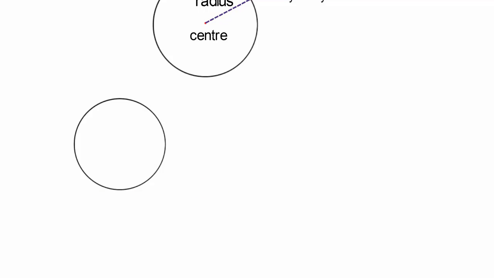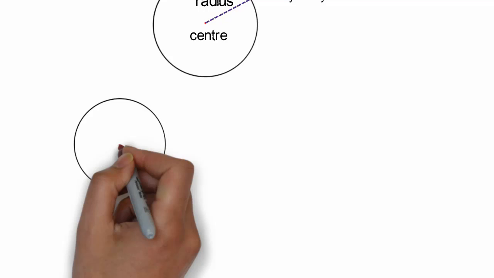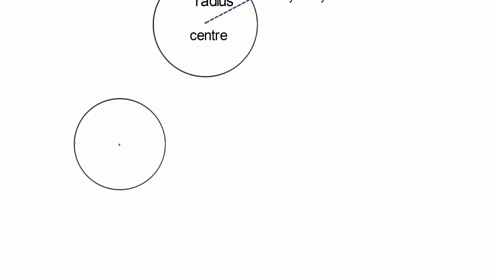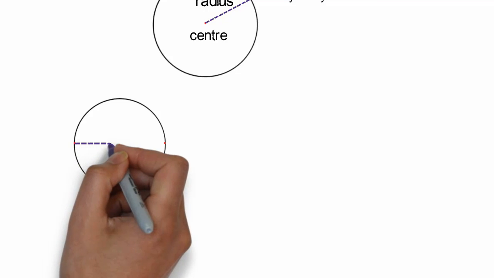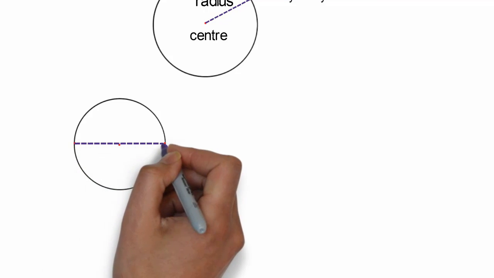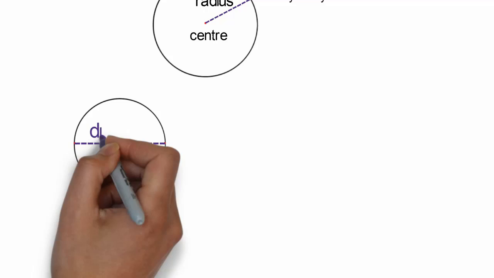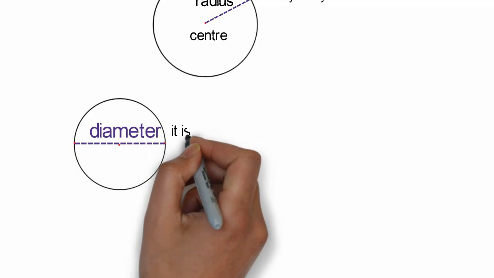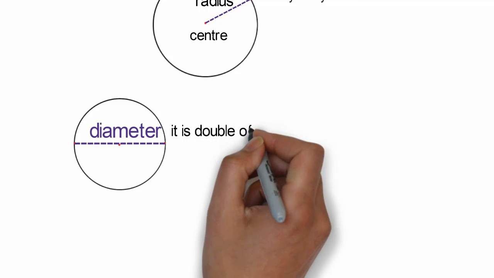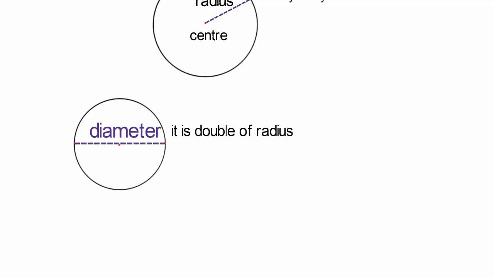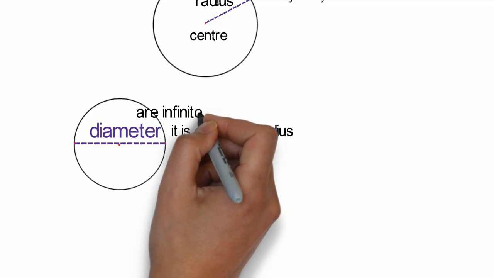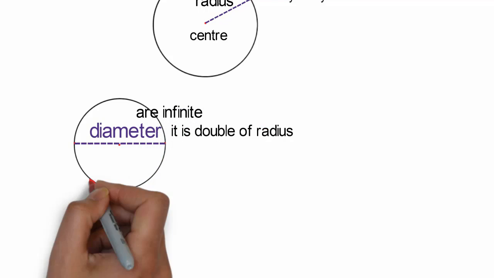Next, the center point is in the circle, and there are 2 points on the circle. If we join these 2 points such that the segment passes through the center, then we get a line segment which will be called a diameter. About the diameter, it is double the radius, and diameters are infinite. It means infinitely many diameters can be drawn.